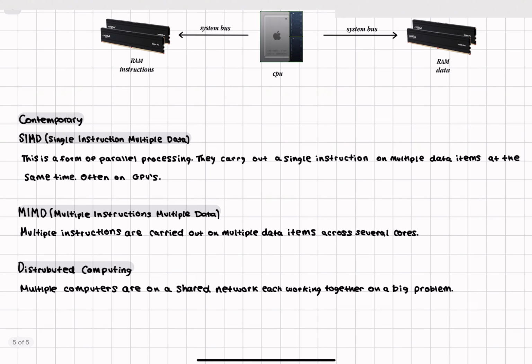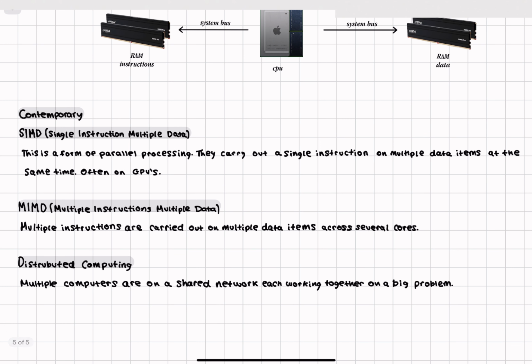And then you also have modern, contemporary architectures, which include SIMD, which is single instruction, multiple data. It's a form of parallel processing that carries out a single instruction on multiple data items at the same time. This is often done with GPUs. Then you have MIMD, which is multiple instruction, multiple data, where multiple instructions are carried out on multiple data items across multiple cores.